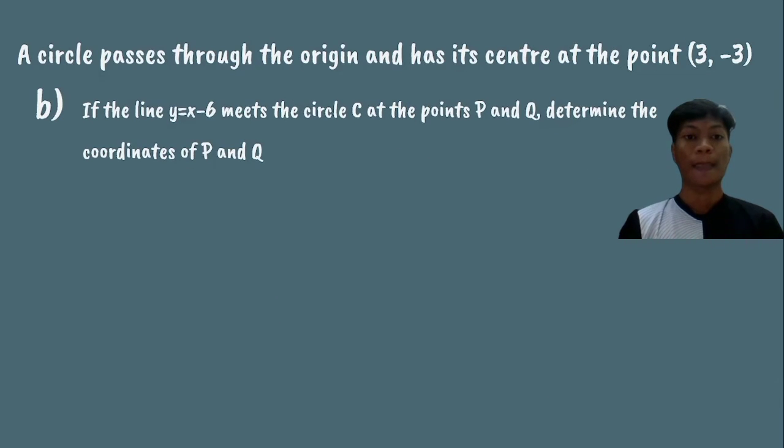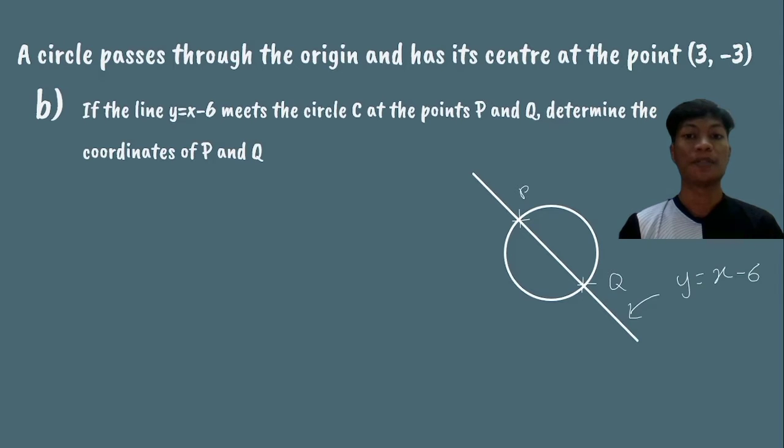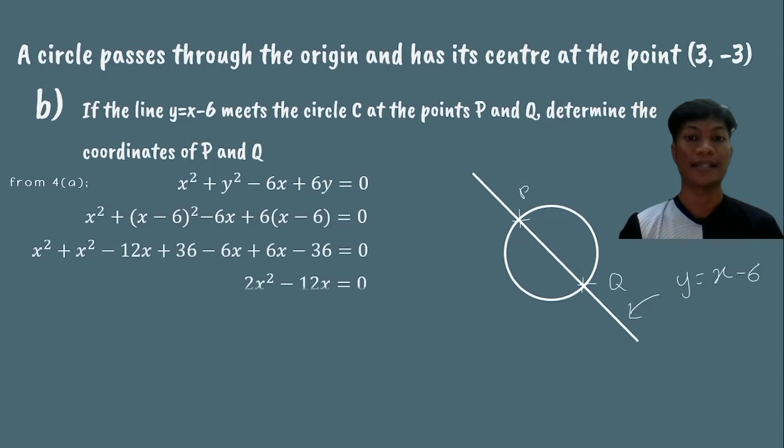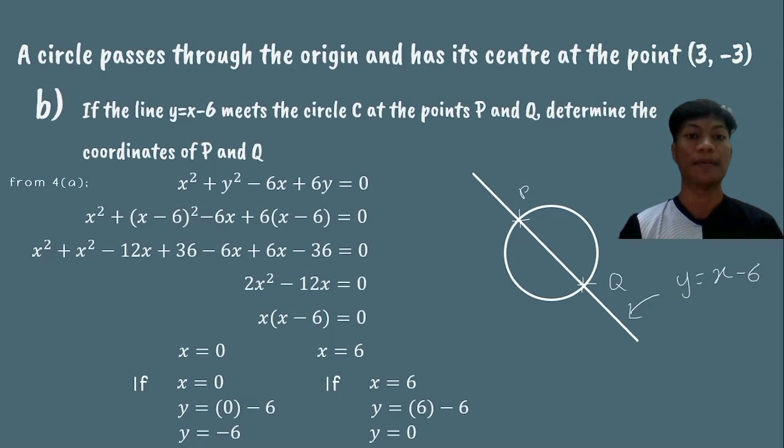For question 4b, given the line y equals x minus 6 meets the circle C at the points P and Q. Substitute y equals x minus 6 into the equation of the circle that we got in 4a. And then we solve and factorize 2x squared minus 12x equals 0 and get x equals 0 and x equals 6. If x equals 0, y equals negative 6; if x equals 6, y equals 0. Thus, P and Q are at the points (0, -6) and (6, 0).